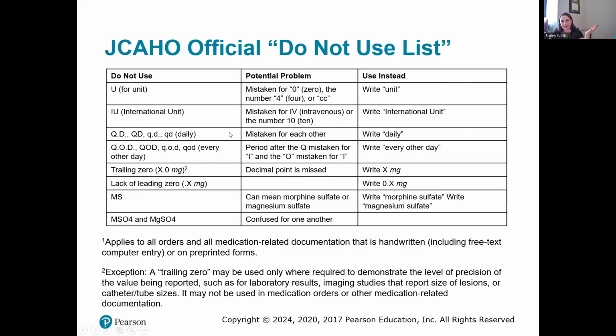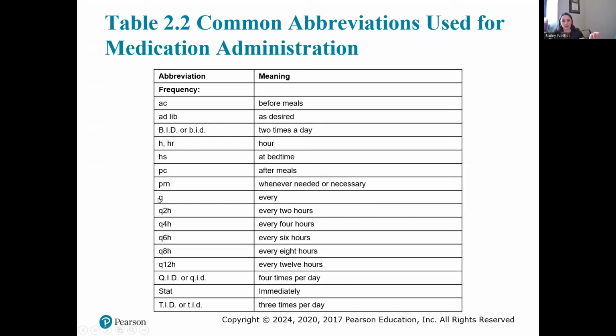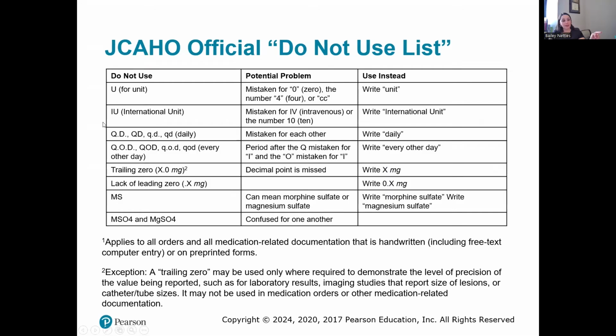QD, which means daily. We still use it all the time. But for this purpose, we don't use it. We also don't use QOD because sometimes the O is mistaken for an I, and QID means 4 times a day, whereas this means every other day. That's a big difference.